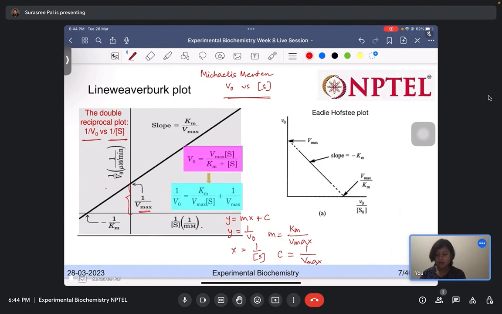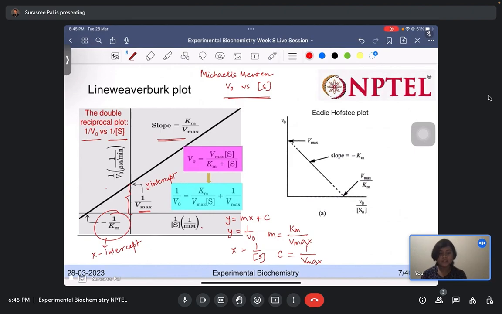That is, this is the y-intercept and this is the x-intercept. The x-intercept gives us the value of minus 1 by Km, minus because it is on the negative x-axis. And the slope of the curve, which can be determined easily, gives us the value of Km by Vmax. So we can see that from the Lineweaver-Burk plot, it becomes very easy to determine these values.